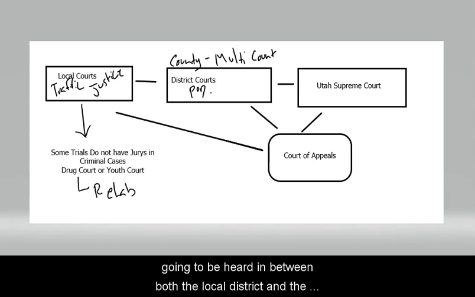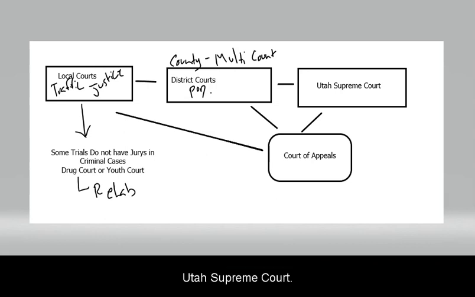In between both the local district and the Utah Supreme Court, we have what's called the Utah Court of Appeals. Appeals might be criminal, they might be civil appeals, they could be corporation appeals, but the idea of an appeal process, like we talked about in the last picture, was to really look at the case to make sure that it was handled fair and correctly, that there was no bias.